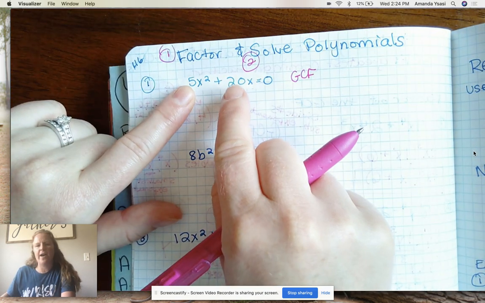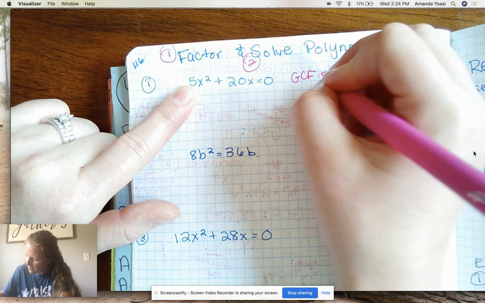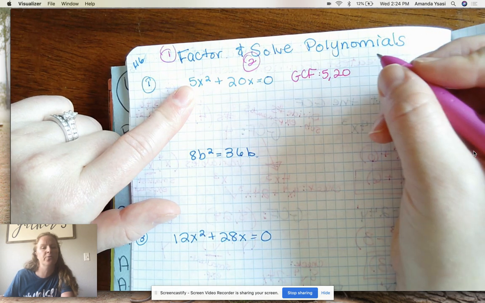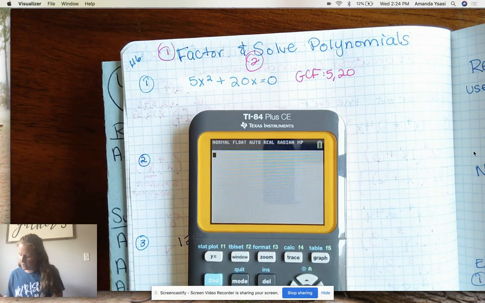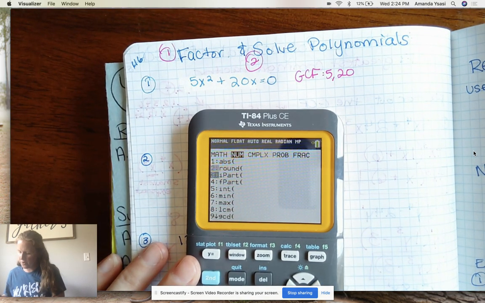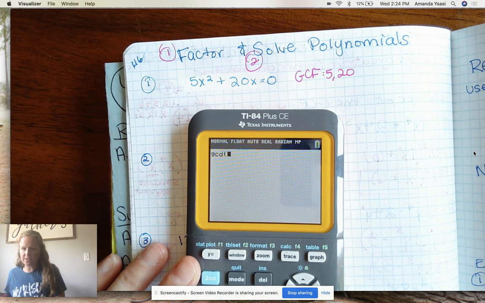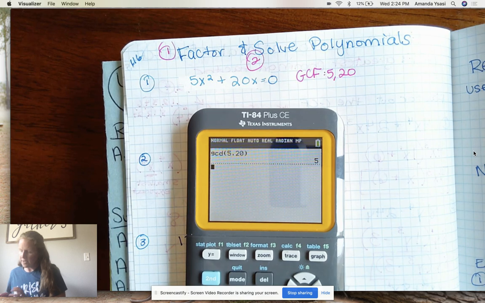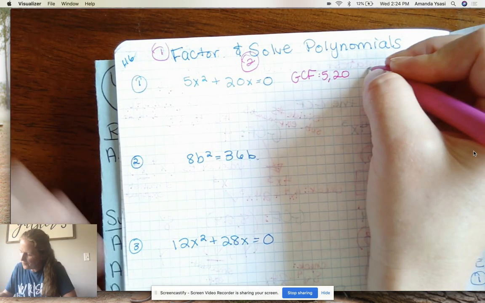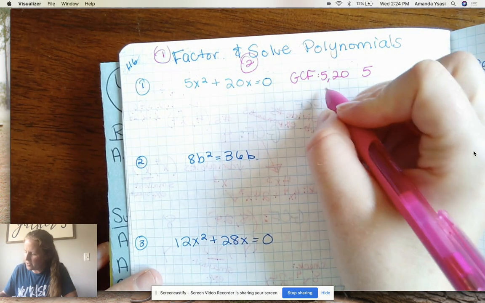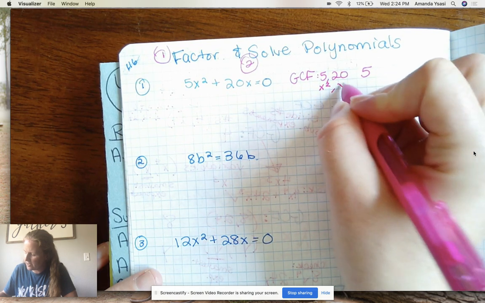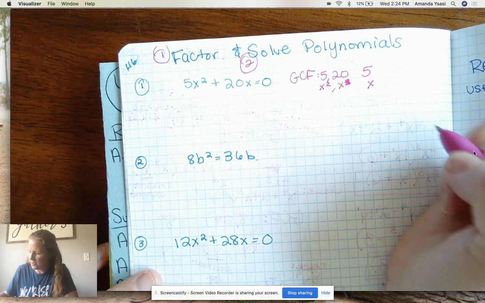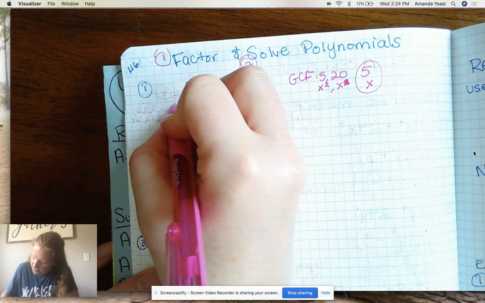So between 5 and 20, the GCF is the largest number that will go into both. Remember that trick I taught you with your calculator? You go to math, go over to number, go down to GCD, and I can put a 5, 20, and I get a 5. And then I always pick the smallest. So x squared and x. I always pick the smallest, so it's x. So 5x is my factor.